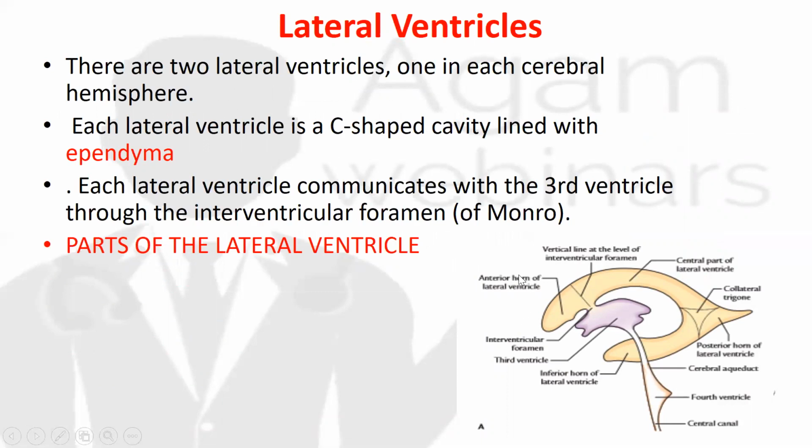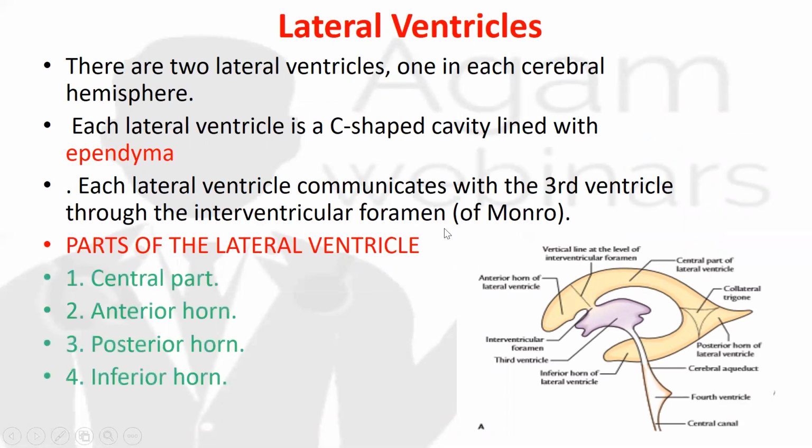First, we have the lateral ventricles. There are two lateral ventricles, one in each cerebral hemisphere. Each lateral ventricle is a C-shaped cavity lined by the ependymal cells. See, this is a C-shaped cavity lined by the columnar ependymal cells. Each lateral ventricle communicates with the third ventricle via the interventricular foramen of Monro. We have already discussed that.